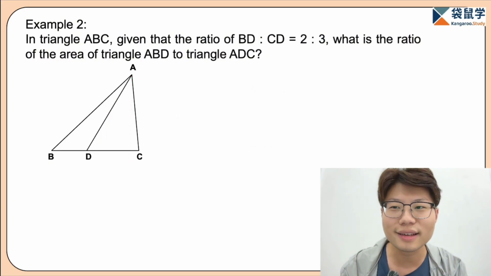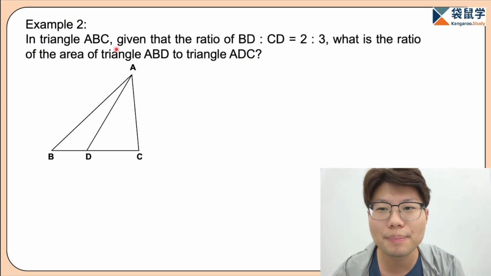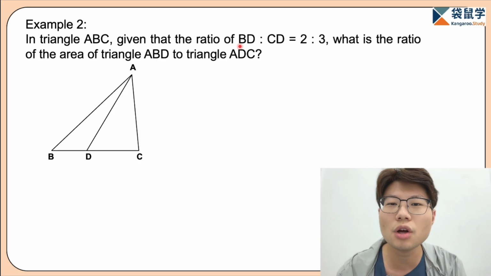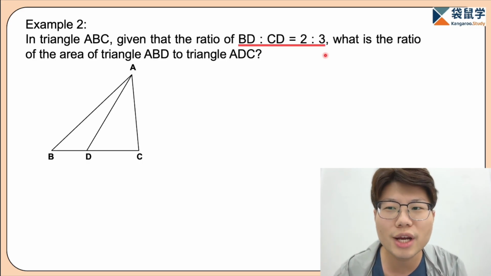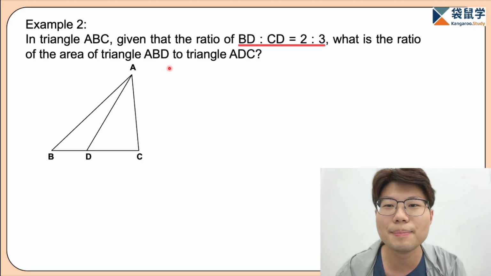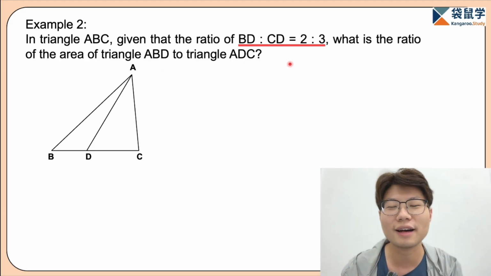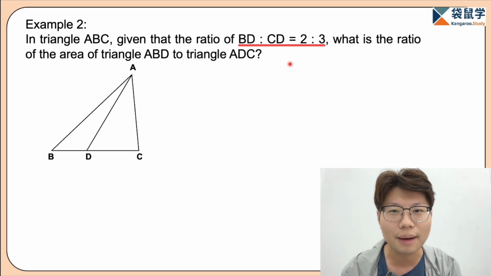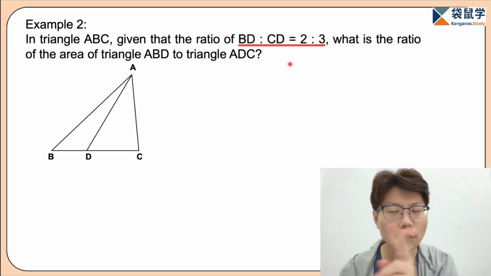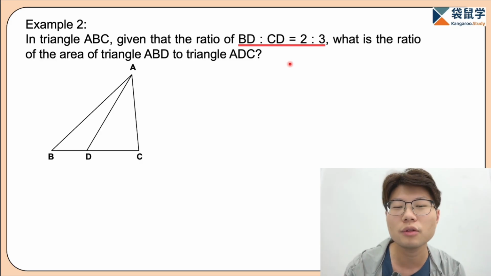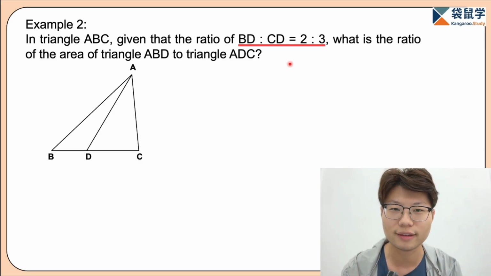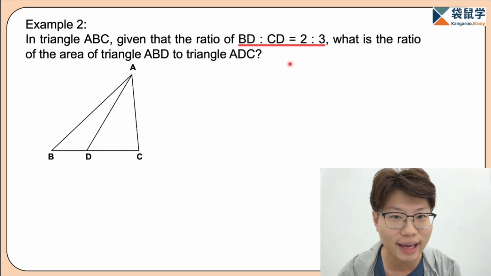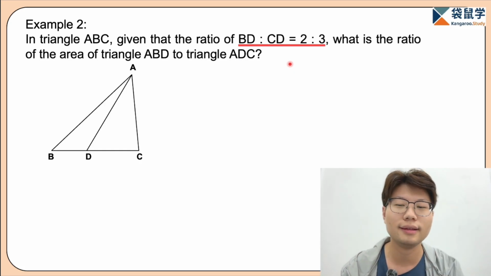Let's look at another example. In triangle ABC, given that the ratio of BD to CD is 2 to 3, what is the ratio of the area of triangle ABD to triangle ADC? This question can also be considered like this. Here is also a big cake ABC, but this time, one person wants to take 2 pieces of this cake. The other person wants to take 3 pieces of this cake. We need to divide this cake into 5 pieces. Let's divide it.